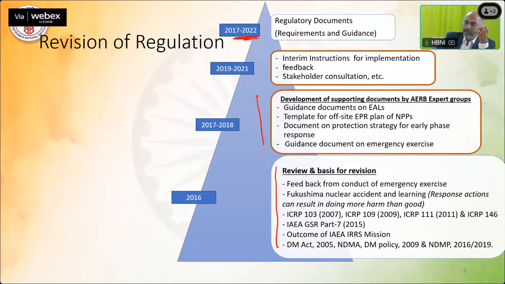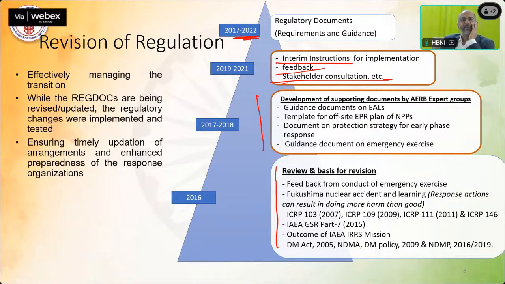So the technical basis was developed, and we also implemented some of the changes, some of the new approaches that we were planning to put in the new requirements and the new framework. These things we tested through interim instructions, feedback, and stakeholder consultation. I would say stakeholder consultation is a key cornerstone in the regulatory document revision process. This approach helped us in effectively managing the transition from the existing requirements and guidelines to a new set of updated requirements and guidelines. It also ensured that the necessary or expected preparedness improvements by the licensee as well as by the local authorities were implemented, not waiting until we publish all these documents. So we ensure that these are timely adopted by the response agencies, and they are also implemented.